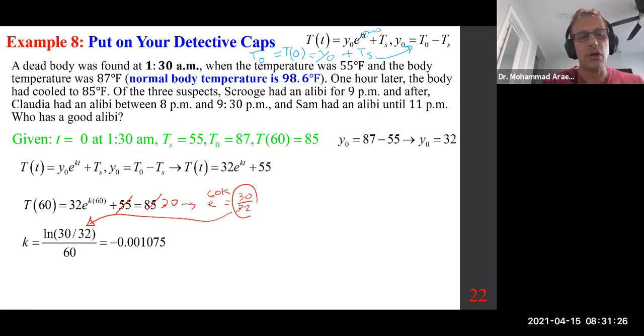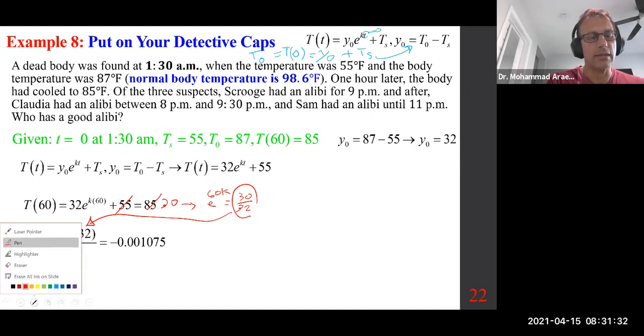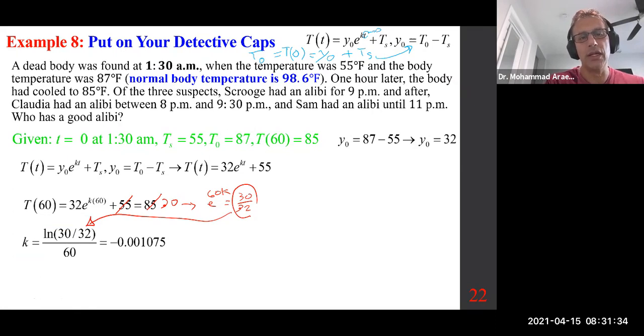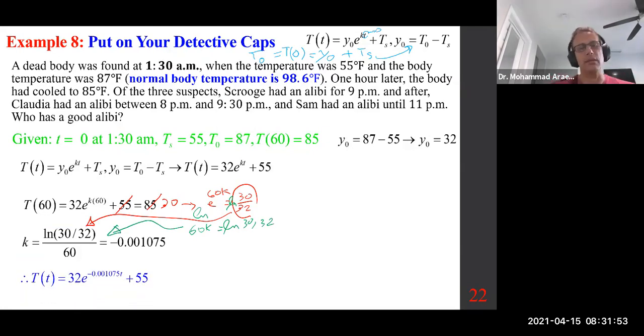Now, if you take a natural log, okay, the left side, so let's do that. If I take the natural log of the left side, so ln of the left gives me 60k, and ln of the right gives me ln of 30 over 32. And now you divide both sides by 60. You have this, and therefore you have your formula. That's really the bottom line. This is elementary. It shouldn't be any problem. We know intermediate algebra, and that can easily give us the answer. This is the general idea.